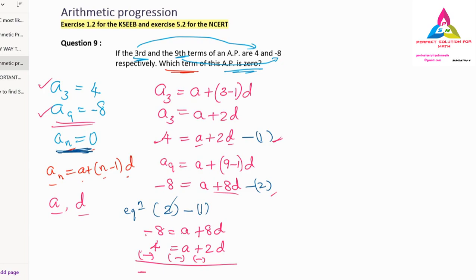If both are negative, we have to add that number. 8 plus 4 is nothing but 12 equals... a gets cancelled, because plus a and minus a get cancelled. 8d minus 2d is nothing but 6d. So minus 12 is equal to 6d. That we have to solve now. We have to find the d value.